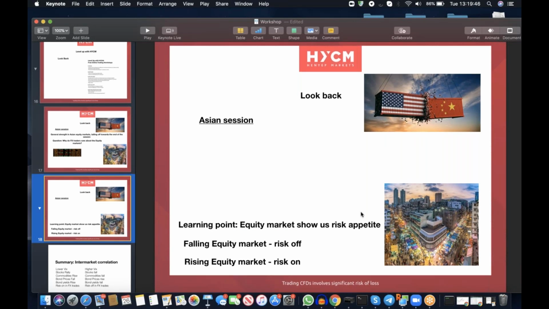So now we're going to look at the equity markets. I'm just going to pull it across to you. Just get into the habit of doing this.